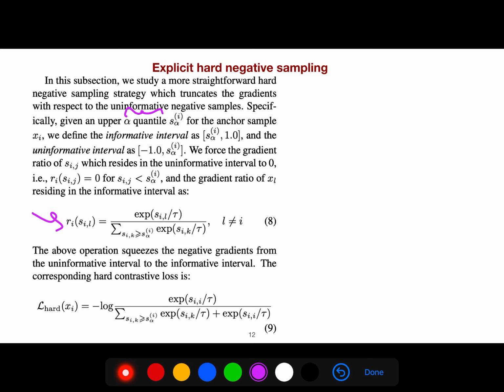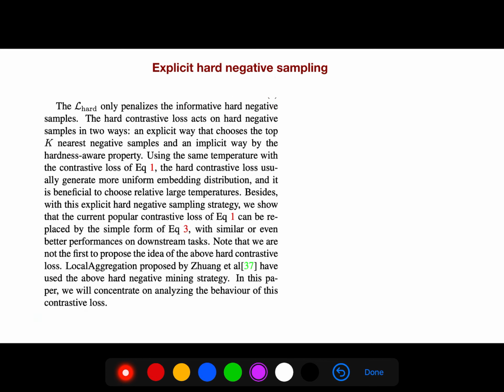So the hard contrastive loss is this. But this loss only penalizes the informative hard negative samples. The hard contrastive loss acts on hard negative samples in two ways: an explicit way that chooses the top k nearest negative samples, and an implicit way by the hardness of a property.